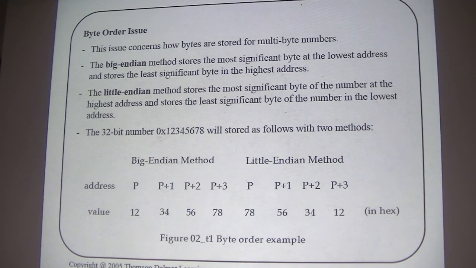Now, earlier I mentioned the big Endian and little Endian thing. Big Endian stores the most significant byte at the lowest address and stores the least significant byte in the highest address.